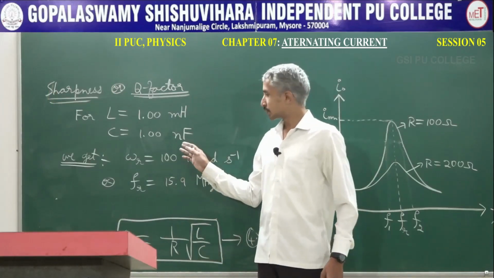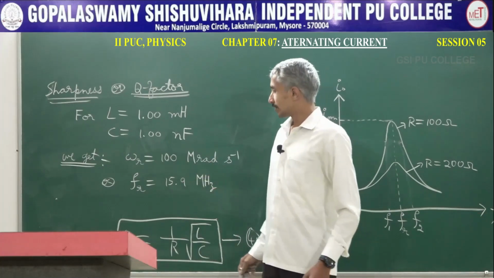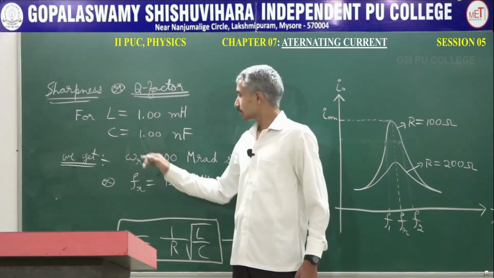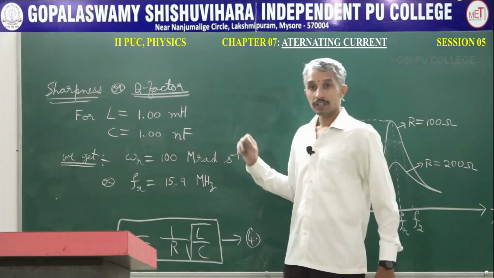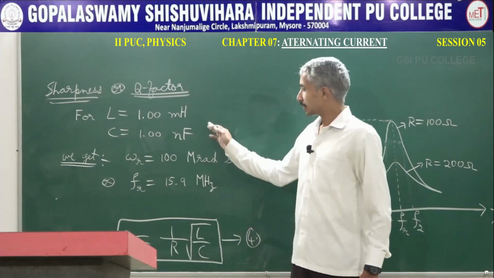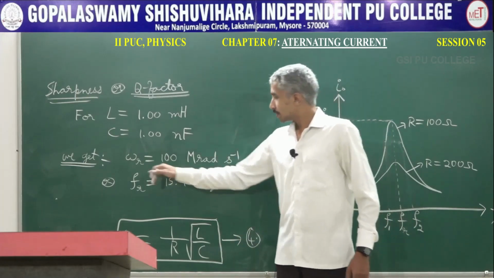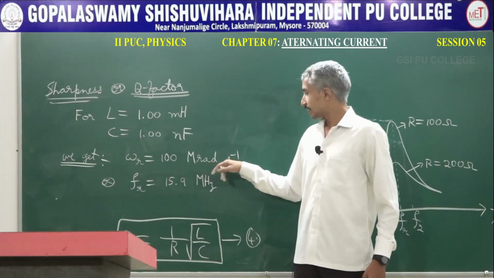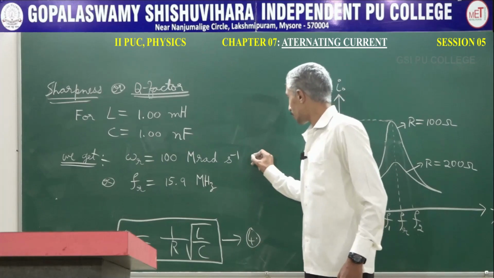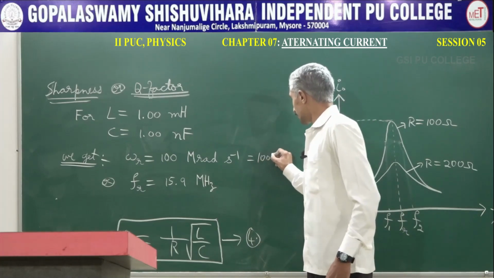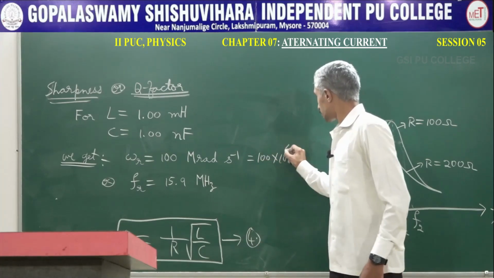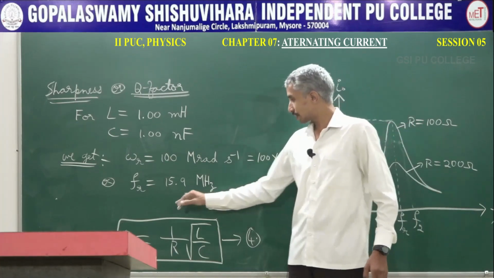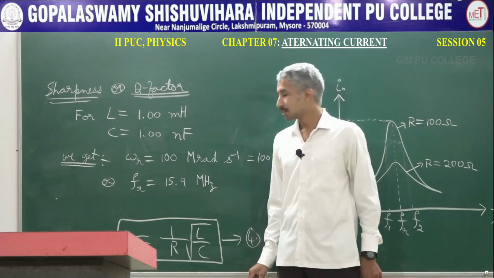Here is the example which is being given in your NCERT, where we have a series LCR circuit where the inductance is 1 millihenry and the capacitance is 1 nanofarad. If you calculate the resonant frequency in terms of angular frequency, this will give you 100 mega radians per second. M stands for 10 to power plus 6, so 100 into 10 to power 6 radians per second. If you convert it into frequency, it is 15.9 megahertz.